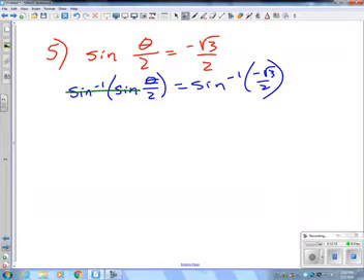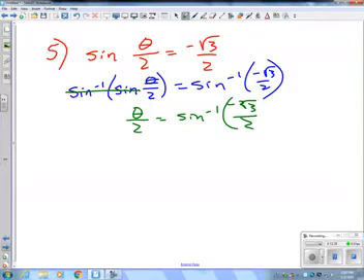Because there's nothing there that says you're in the wrong quadrant. You're trying to figure out what quadrant to go to, so the sine and the sine inverse cancel. That leaves me theta divided by 2 equals sine inverse of negative square root of 3 over 2. So now I've got to go look up this angle.